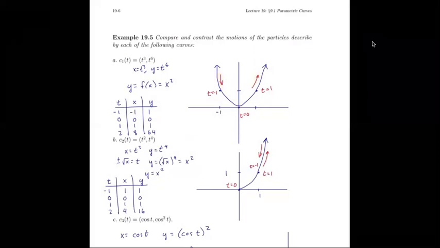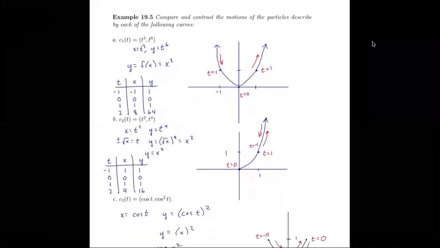Okay, so what happens next? We have C2 of t, and that's t squared comma t to the 4th. When we eliminate the parameter here, we've got y equals x squared. Okay, things are a little bit different. We took plus or minus square root of x for t here, and then we plugged in that plus or minus root, but when we took the 4th power, plus or minus fell out. So it looks like we'd have the same y equals x squared that we had above.